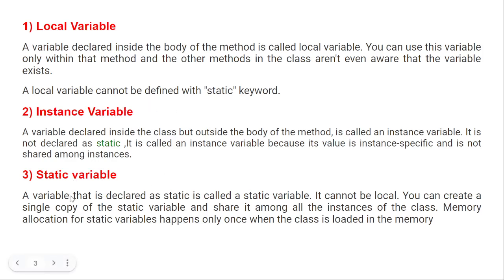And the third is the static variable. A variable declared as static is called a static variable, for example, static int. We mention the static keyword before declaring the data type, and that's why it's a static variable. A static variable cannot be local. We have already seen that a local variable cannot be static, so a static variable cannot be local.